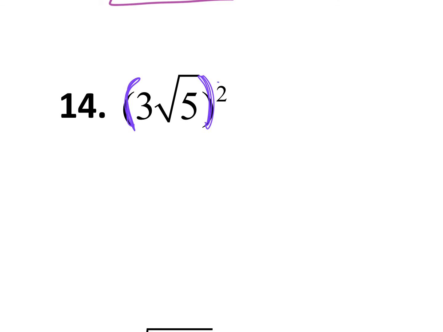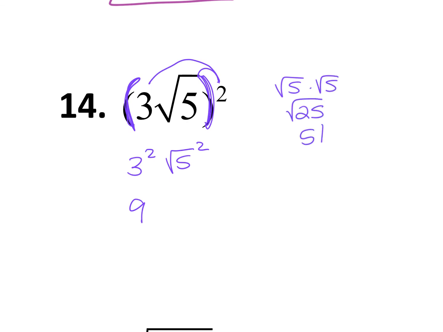Good. So if we're going to square it, square both parts, okay? That's 3 squared and the square root of 5 squared. 3 squared is 9. The square root of 5 squared. So if you square something and square root something, those undo each other, right? They essentially cancel each other out. It's like saying this. The square root of 5 times the square root of 5 is the square root of 25, which is 5, right? When you multiply a radical times itself, you get the number underneath the radical. So this is 9 times 5, or 45. Okay.